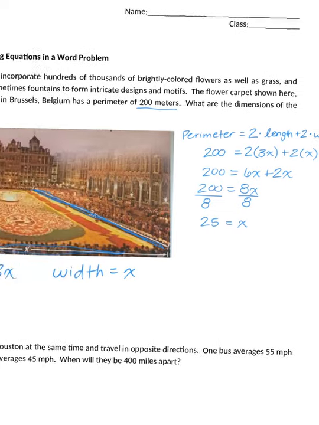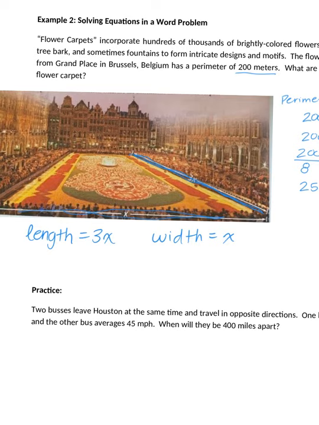So now that we have found x, we can plug that in to our length and width. If our length is 3x, then that means that we have 3 times 25, which is 75, and our unit is meters. If our width is x, that means that our width is 25 meters. So there are your dimensions. Anytime you're given a word problem, be sure that you are answering the question that is asked.